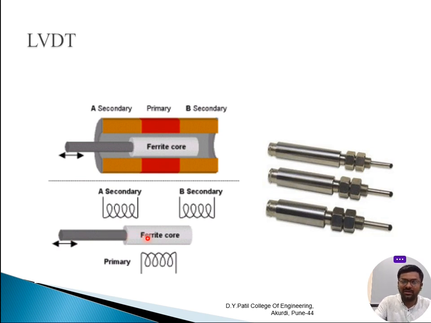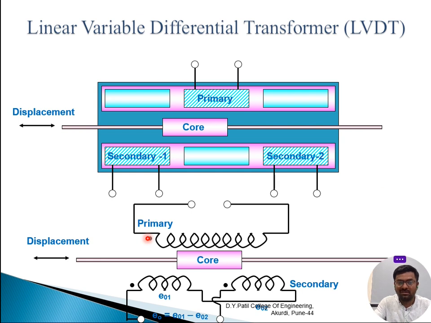Now we will try to understand how exactly we can write this in the examination. You can draw this cross-sectional diagram. There is one primary winding, two secondary windings, and a core, and the core is connected with an arm, and the displacement of the object is fed to the core.